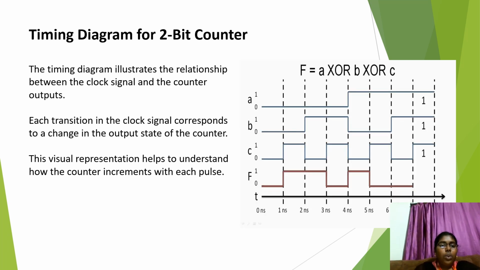Timing for the 2-bit counter. The timing diagram illustrates the relationship between the clock signal and the counter outputs. Each transition in the clock signal corresponds to a change in the output state of the counter. The visual representation helps to understand how the counter increments with each pulse, as we see in this diagram.